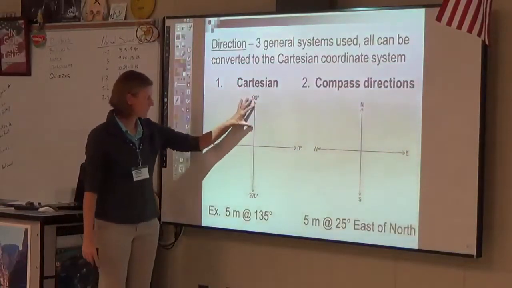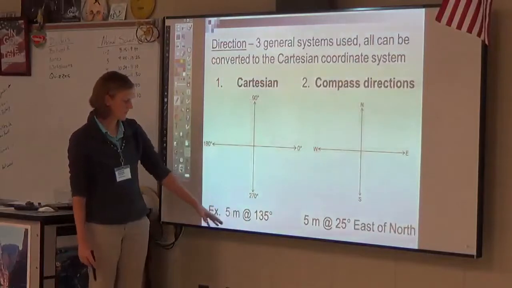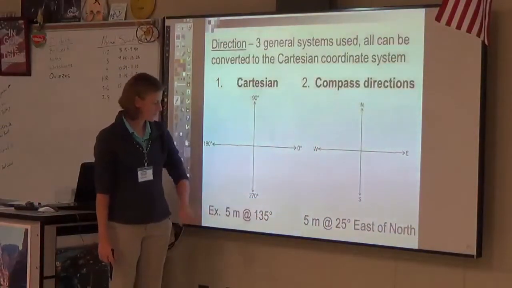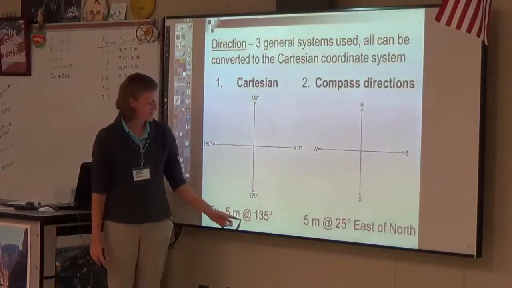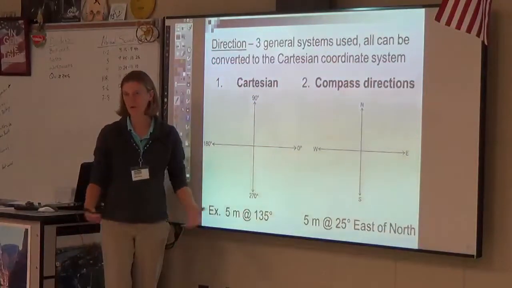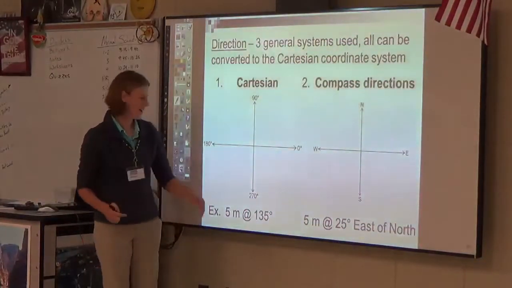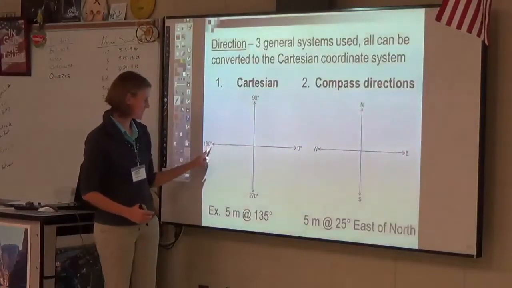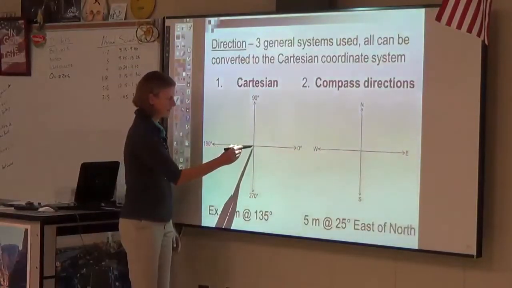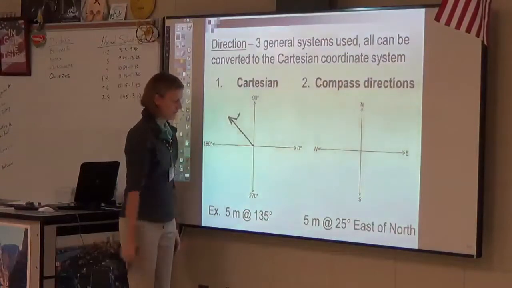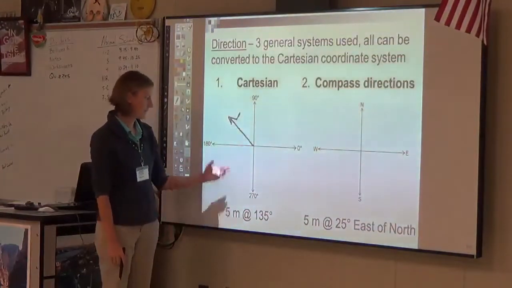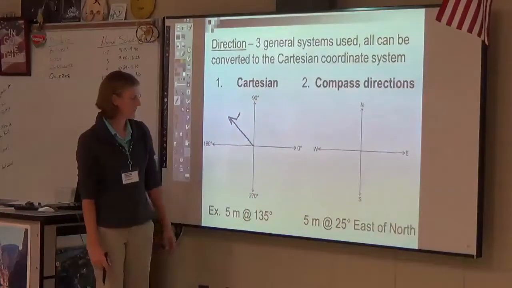So this one should be easy to draw, just not being very accurate about it, but hopefully close. 5 meters at 135 degrees would be going which way? Yeah, up and to the left. It's between 90 and 180, in fact exactly between them. So there we go. That could be my vector to represent 5 meters at 135 degrees.